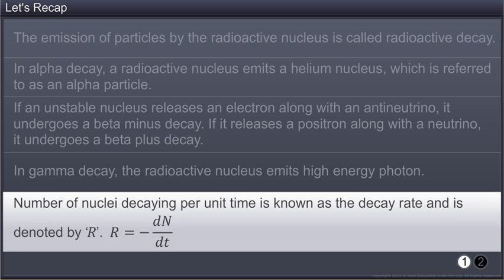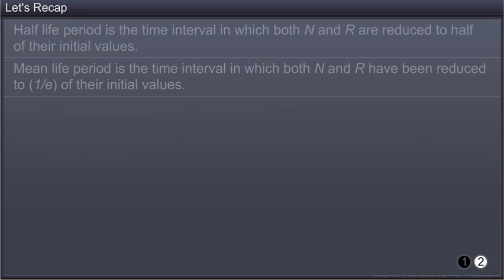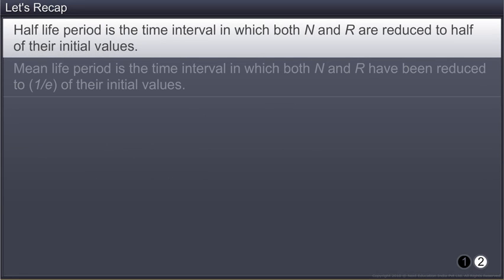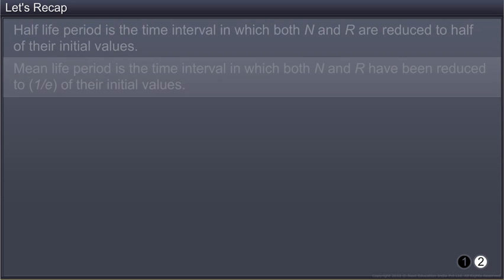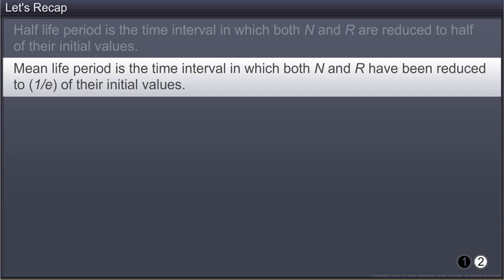Number of nuclei decaying per unit time is known as the decay rate and is denoted by R. R is equal to minus dN by dt. Half-life period is the time interval in which both N and R are reduced to half of their initial values. Mean life period is the time interval in which both N and R have been reduced to 1 by e of their initial values.